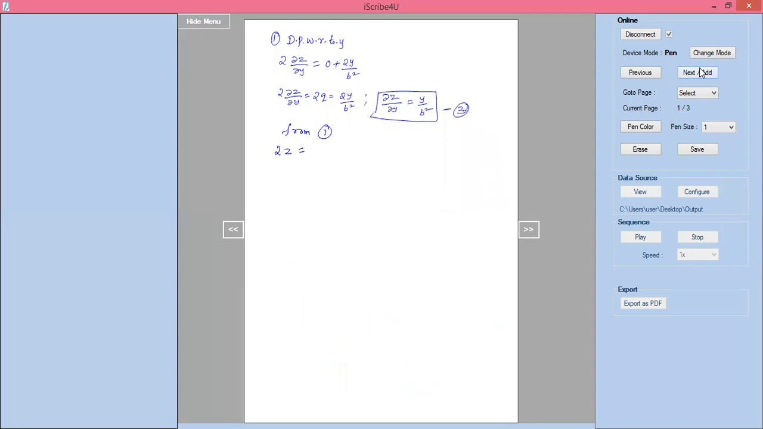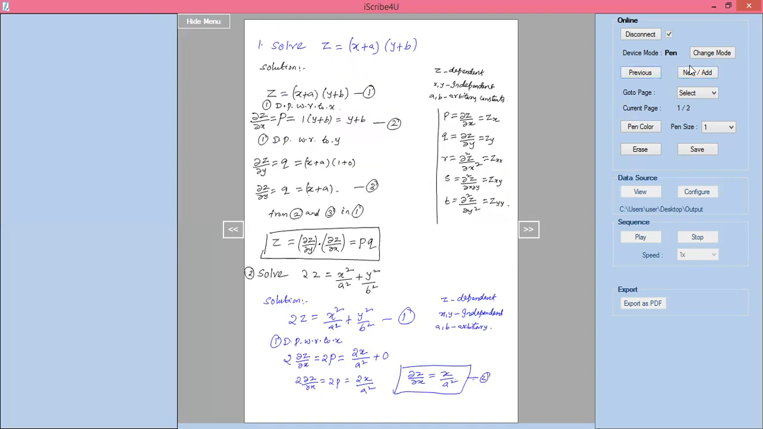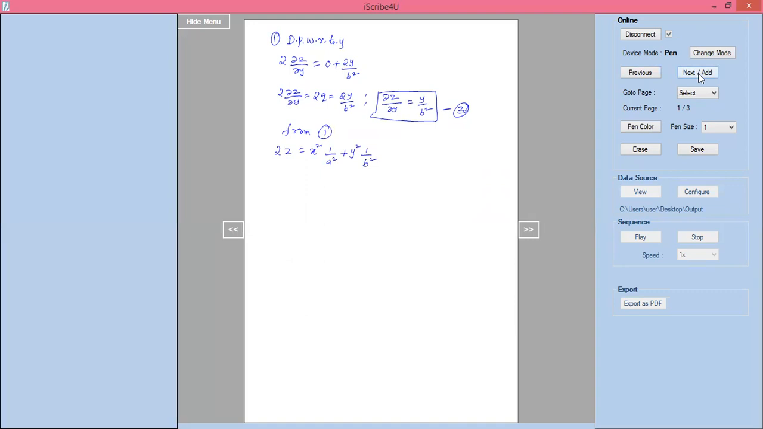2z equals x²/a² plus y²/b². I'm taking x² outside with 1/a², and y² outside with 1/b². Now 1/a² is nothing but 1/x into ∂z/∂x. Now I can write 2z equals x² into 1/x ∂z/∂x plus y² into 1/y ∂z/∂y, since 1/b² is 1/y into ∂z/∂y. Now this x cancelled, then this y cancelled. Now 2z equals x ∂z/∂x plus y ∂z/∂y.